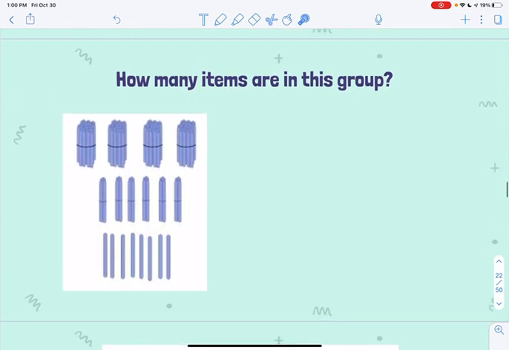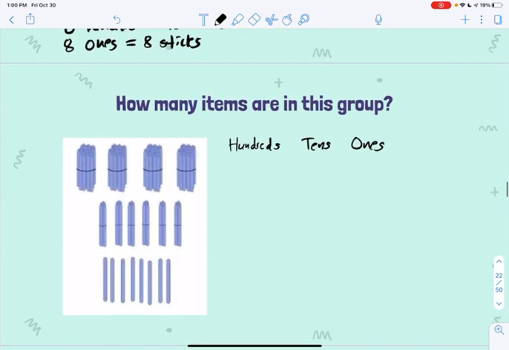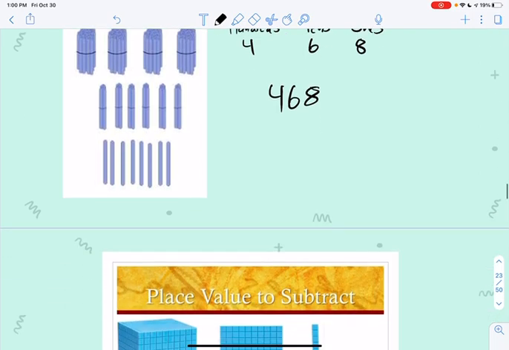All right, let's try one of these. So I'm going to go ahead and set up a chart. So I have my hundreds. I have my tens. And I have my ones. Actually, we already did that. Hooray. So we have 4 hundreds, 6 tens, and 8 ones, which will make 468.